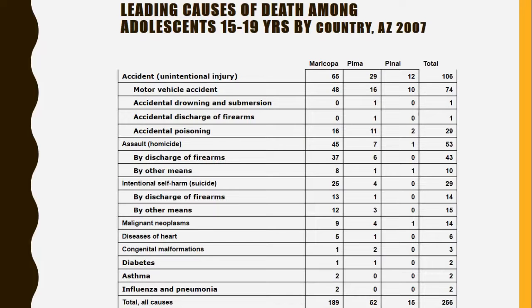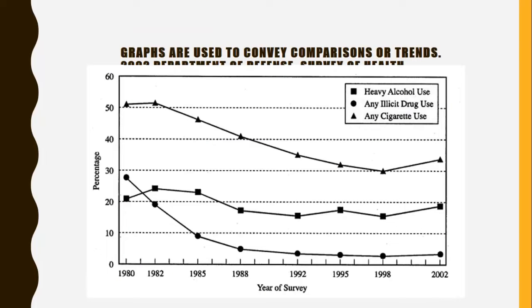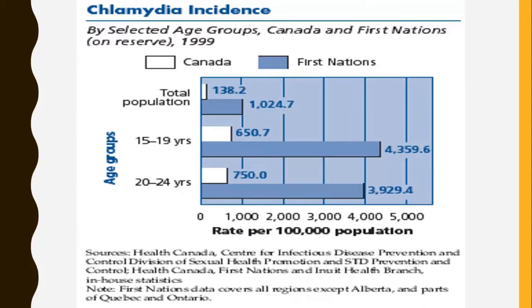Here's another way: the leading cause of death amongst adolescents 15 to 19. We see, what is this? Unintentional injury. Interesting. Another graph. I don't know why this is cut off. This is another type of graph.